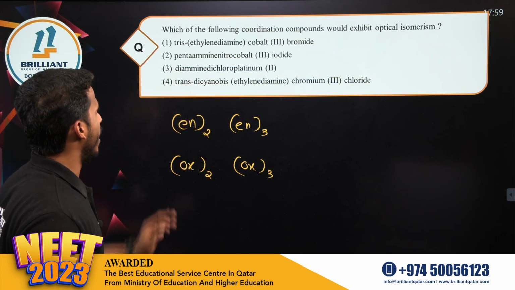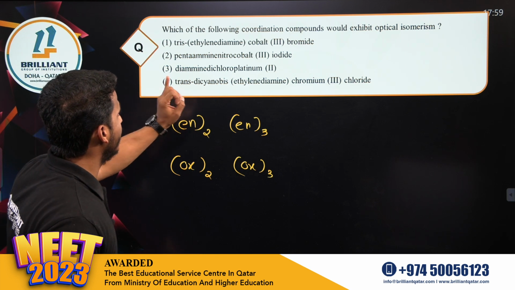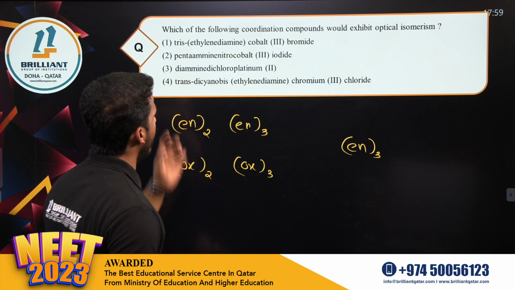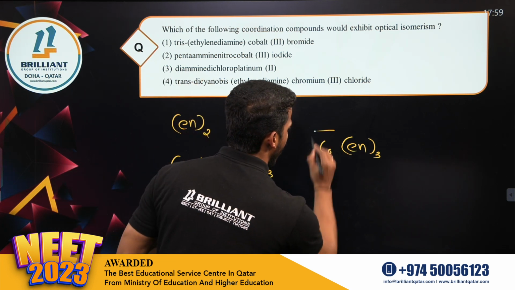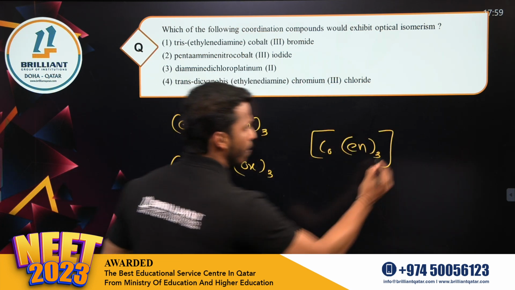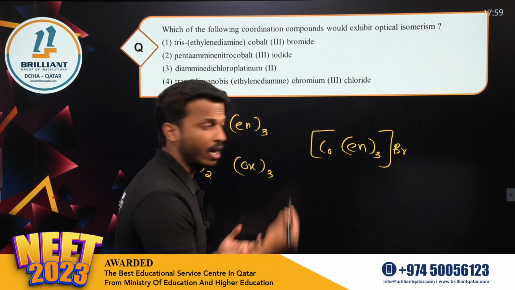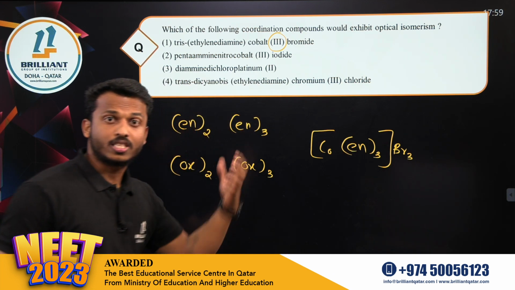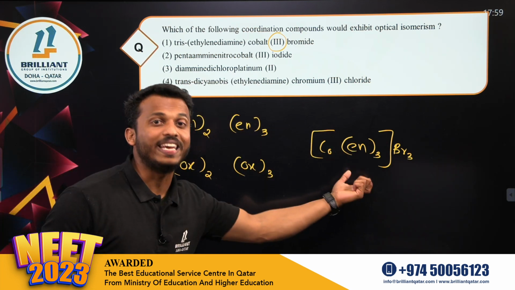Dear all, option number 1, tris-ethylenediamine. What is tris-ethylenediamine? en thrice. Cobalt is the metal, and bromine is there. en is a neutral ligand, so in order to make the overall charge 3, there should be Br3. Is this condition satisfied or not? Yes, dear all, en thrice is there.